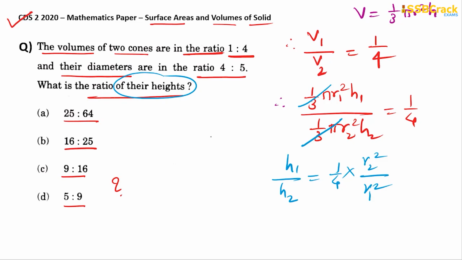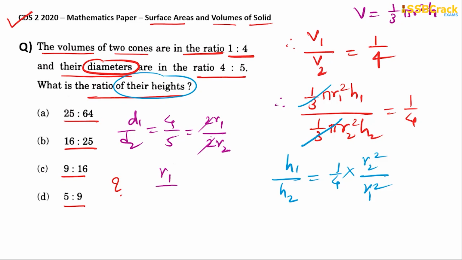Now r1, r2 are the radii of the cones, and we know their ratio because we know the ratio of the diameters. When you have the diameter ratio d1 by d2, it is the same as the ratio of their radii, because the diameter is 2r1 for d1 and 2r2 for d2, and the 2 cancels. So the ratio of diameters is the same as the ratio of the radii, so 4 by 5 only. So here let's substitute that value.